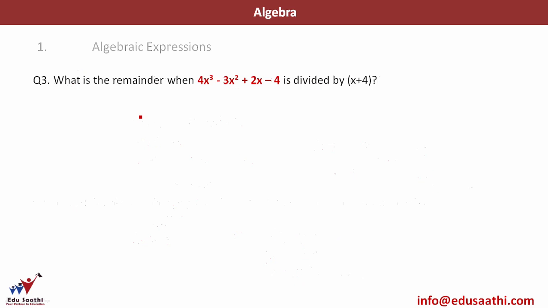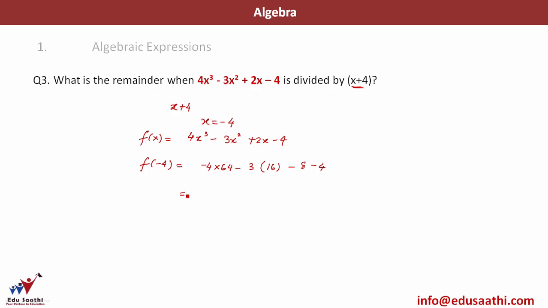Let's look at another question. What is the remainder when this is divided by x plus 4? So I have to check the remainder with x plus 4. I will put x equal to minus 4 in the expression. What is the expression that I have? 4x cube minus 3x square plus 2x minus 4. So I find the value of the output at the input minus 4. Minus 4 cube will be minus 64, so minus 4 into 64, minus 3 into 4 square, 16. This will be minus 8 minus 4.